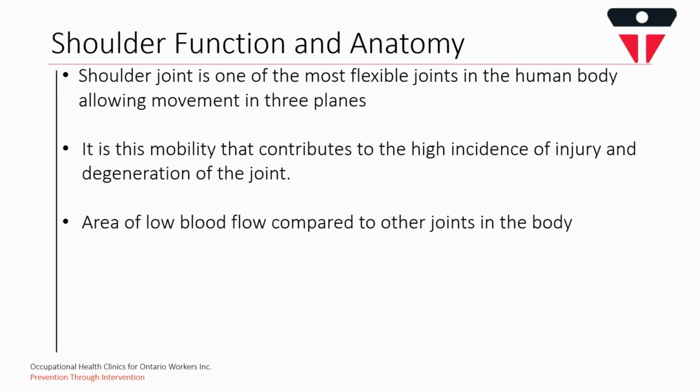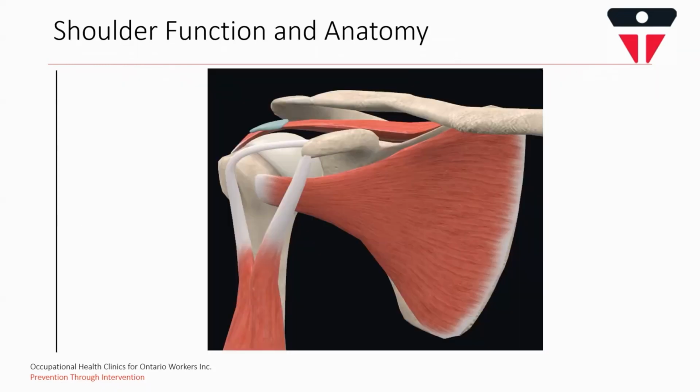It is the mobility of the shoulder that contributes to the high incidence of injury and degeneration of this joint. It's also important, and I'll be mentioning it a few times, that it's an area of very low blood flow compared to other joints of the body. Now, before we get into this, it's very important to understand the structure and function and anatomy of the shoulder itself.